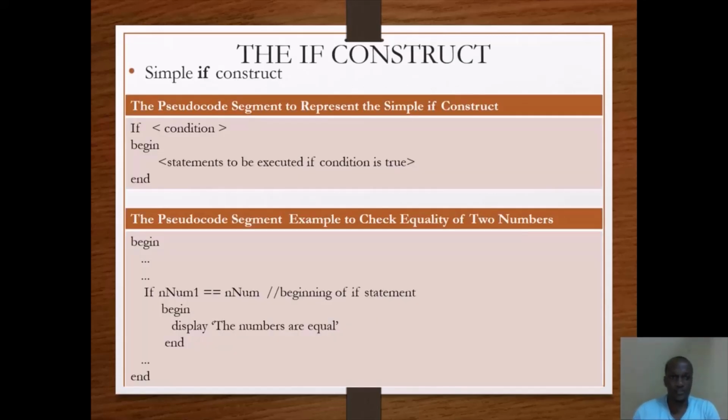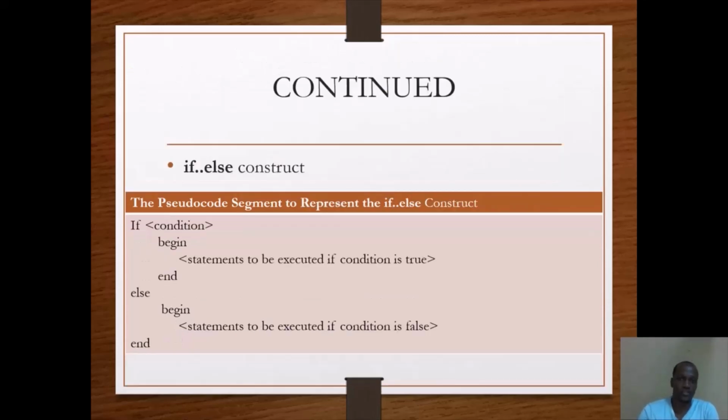The if construct is what you see on your screen. And we have a pseudocode representation of the if construct. So if this, then do that. You see, if this is true, then do that. So on your screen, you see if and a condition, then you begin your program execution. What you see on your screen is just a pseudocode representation of the if construct.